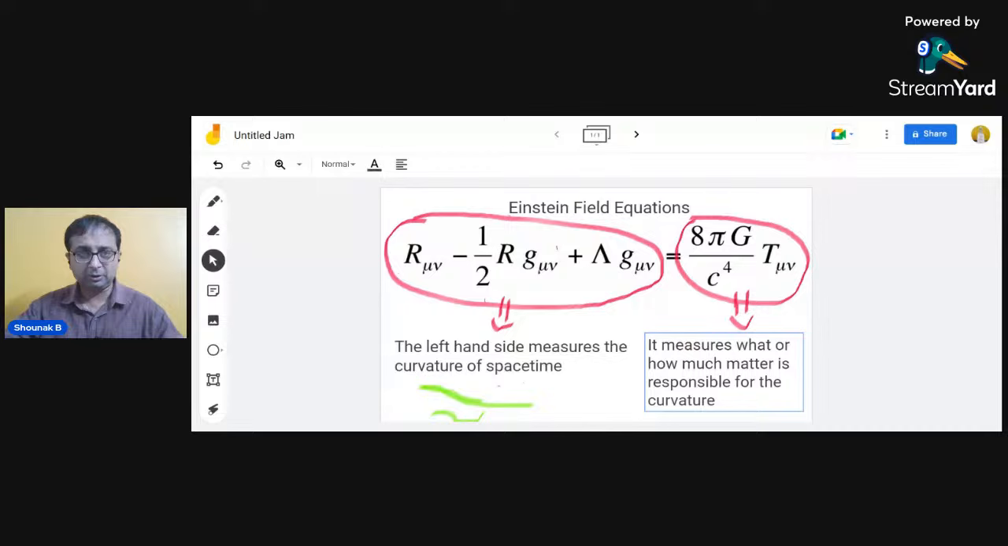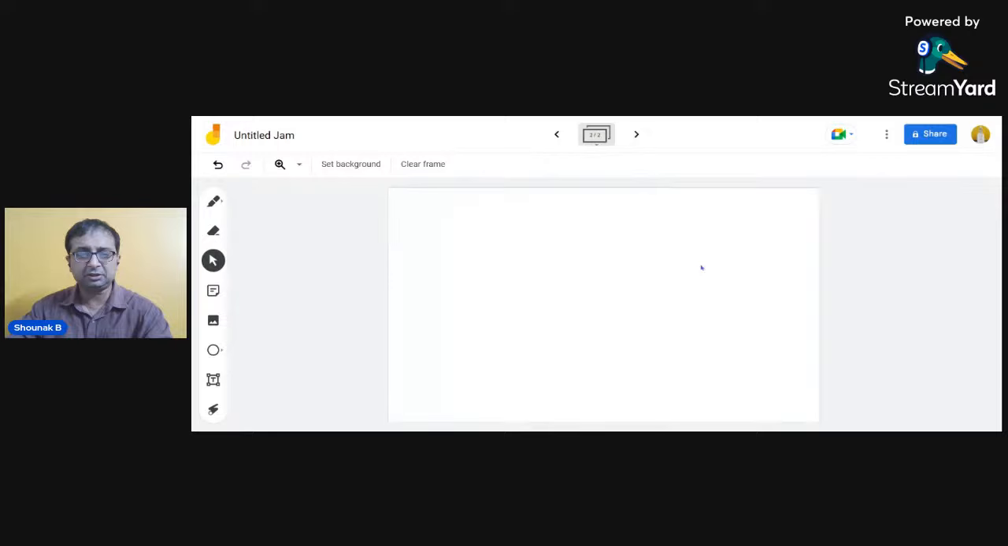That is why it tells that space-time tells matter how to move and matter tells space-time how to curve. This is very central. Before going into Einstein's field equation, you should understand this. This one is telling how to move, and that is also telling how to curve. So both of them are equally responsible for each other. Okay, fine. This is what the equation is telling about. I will carry the equation in the next Jamboard.